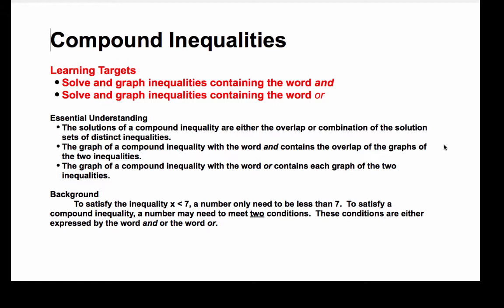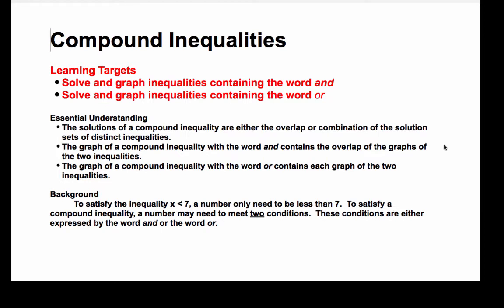Central understanding for the lesson: the solutions of a compound inequality are either the overlap or combination of the solution sets of distinct inequalities. Also, the graph of a compound inequality with the word and contains the overlap of the graphs of the two inequalities. The graph of a compound inequality with the word or contains each graph of the two inequalities.